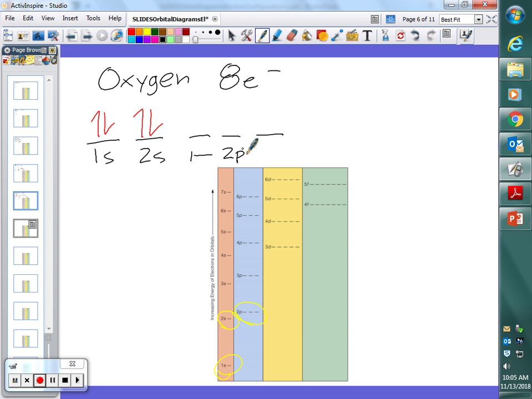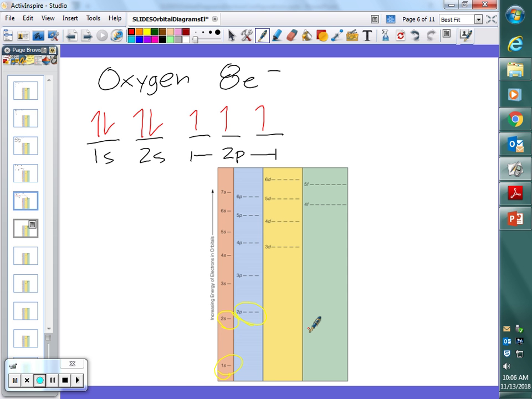Here's 2p. All right, here's where we have to make a value judgment, or we have to understand what we're doing here. How many electrons do we have left to place? We have 4 electrons left to place. So, I'm going to put electron number 5 here. Where's electron number 6 going to go? Next to it. And then where's electron number 7 going to go? Next to that one. We've now spread out those 3 electrons as evenly as we can. But we still have 1 electron left. Where is it going to go?